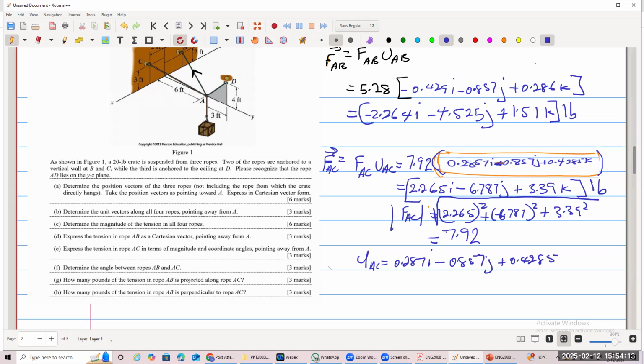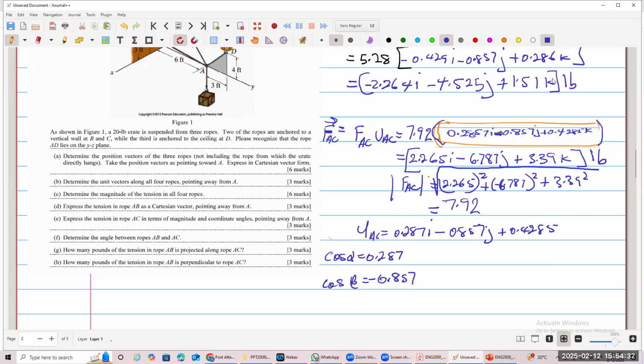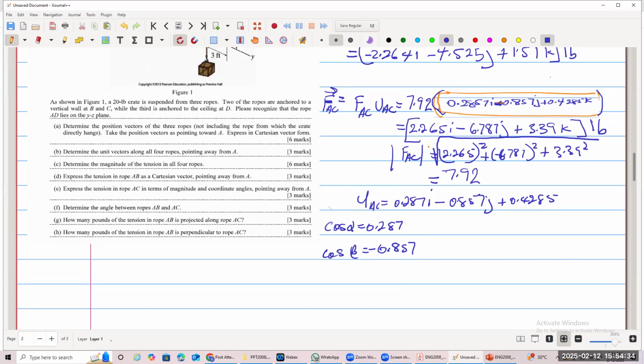Right, so once you have the unit vector, you just apply it. Cos alpha equals 0.287, cos beta equals minus 0.857, and gamma, same thing. Cos gamma equals the last one, 0.4285. Can you find those angles for me, please? So alpha, beta, and gamma. Give me those answers, please.